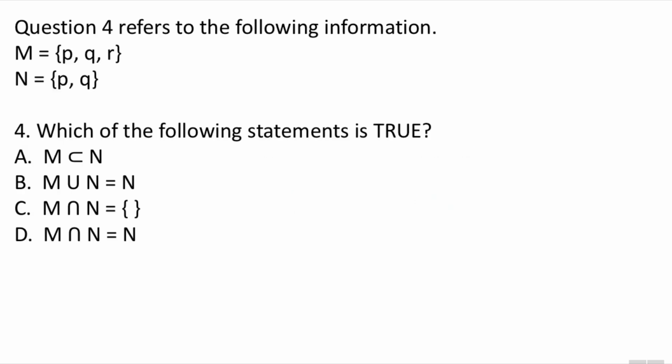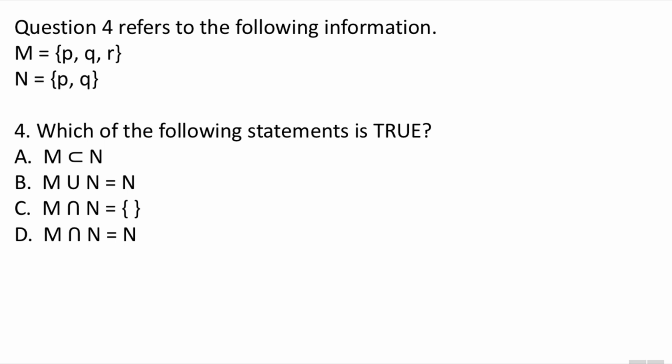Let's now have a look at question 4, guys. So question 4 refers to the following information. M is equal to the elements P, Q, R. N is equal to the elements P and Q. Which of the following statements is true?